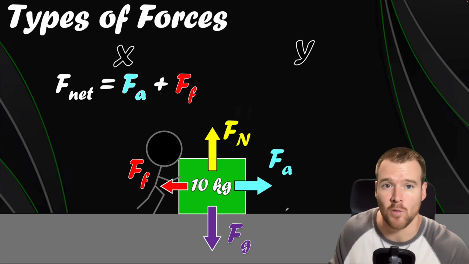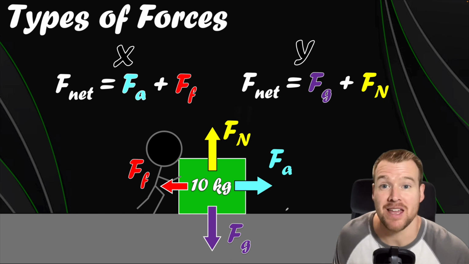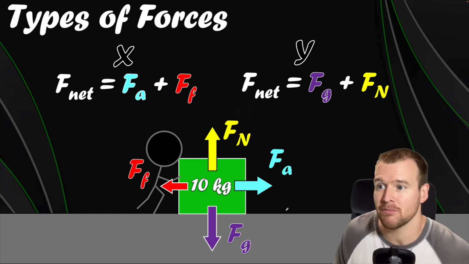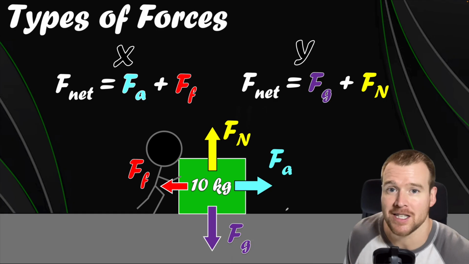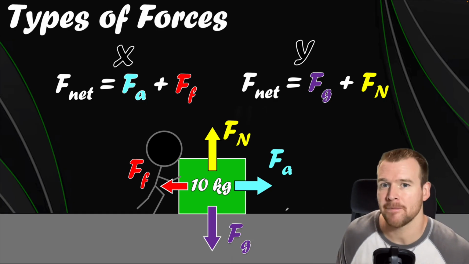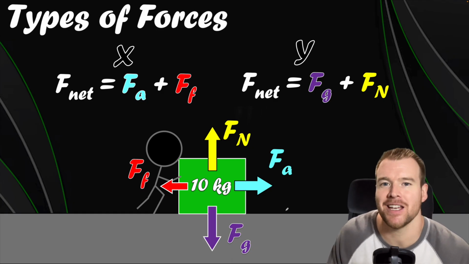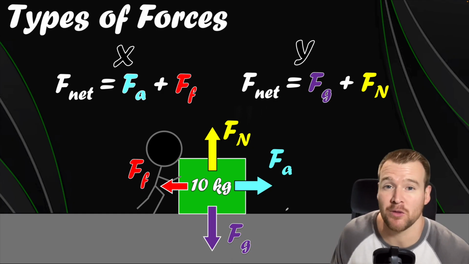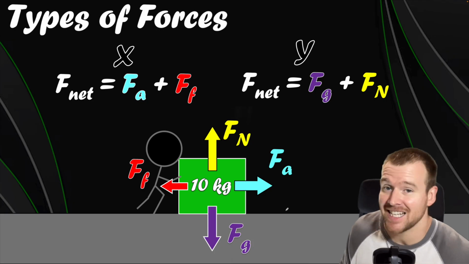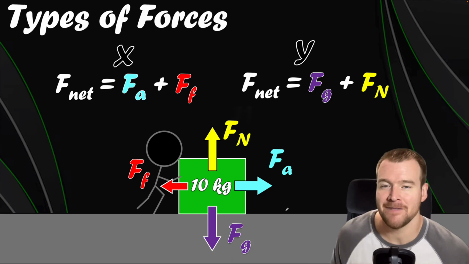So if I'm looking at the Y direction, my formula is going to be F net is equal to Fg plus Fn, because that's the two forces that are occurring in Y. So this whole setup is kind of how I would begin a lot of problems in this chapter 3 section of dealing with multiple forces. F net is a sum of whatever forces you see in that plane, either the X or the Y.